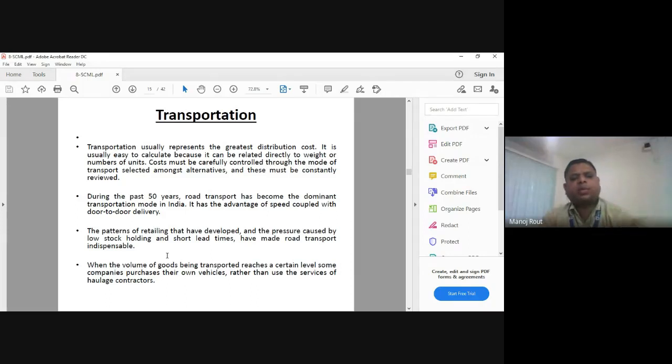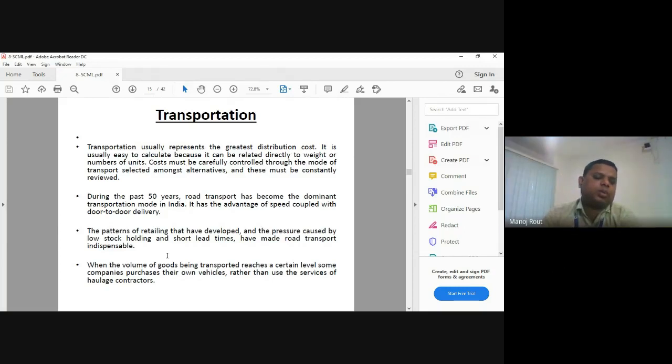During the past 50 years, road transportation has become the dominant transportation mode in India, and it has the advantage of speed coupled with door-to-door delivery. That is why more transportation companies have arisen in the past 5 decades. The pattern of retailing that had developed and the pressure caused by low stock holding and short lead time made road transportation indispensable. There is no particular holding cost and the lead time is very short or optimized, which made road transportation efficient.